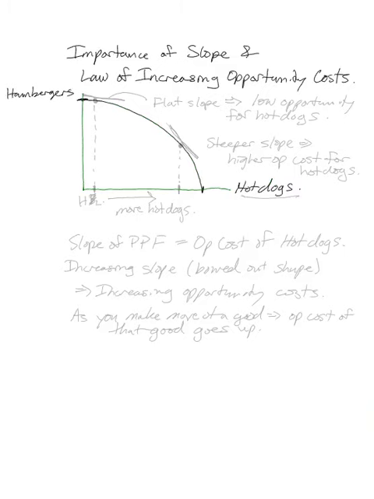Let's redraw our production possibilities frontier again. At very low levels of hot dog production, I'll call this HL, we can see we're at a point on the production possibilities curve with a very flat slope. A flat slope means we have a small slope. That means we have low opportunity costs for hot dogs.